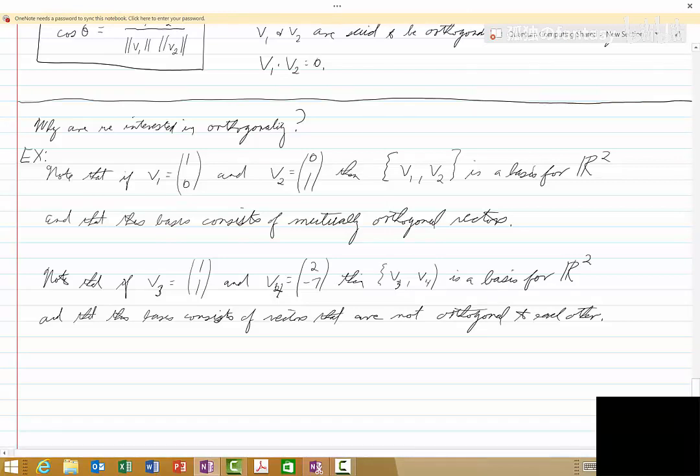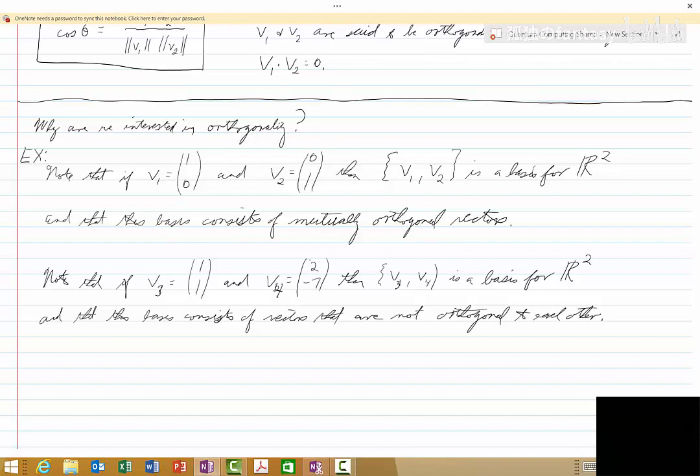Now, the part that these vectors are not orthogonal to each other is easy, because if we take the dot product of V3 and V4, what do we get? 1 times 2 is 2, plus 1 times negative 7 is negative 7, 2 and negative 7 is negative 5. So the dot product of V3 and V4 is not equal to 0, it's equal to negative 5. And therefore these vectors are not orthogonal to each other.